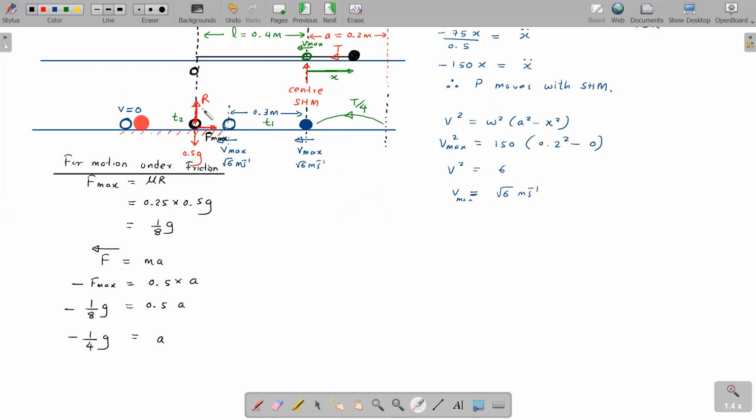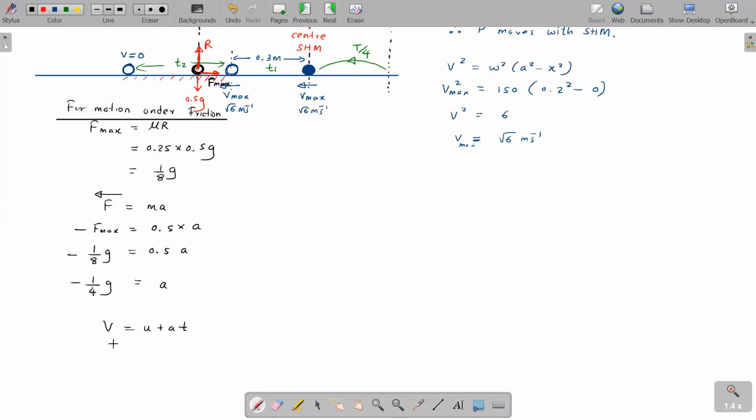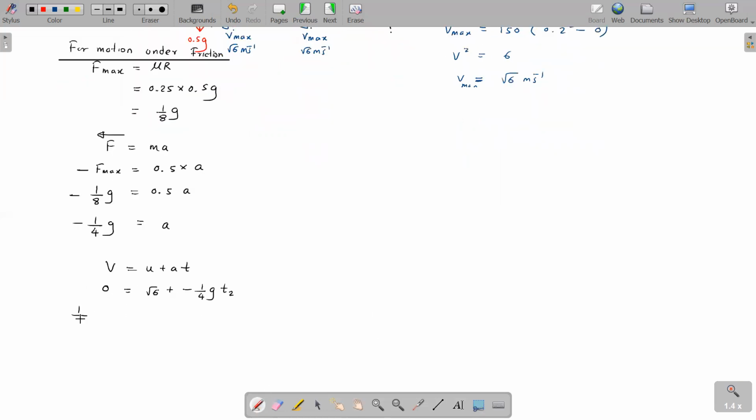Now can't I find the time it takes to move this particular part under friction? We can use v equals u plus at. The time taken to move under friction. So final speed is 0, right? Initial speed is root 6. Acceleration is minus 1 over 4 g, into time taken, which I have marked as T2. So plus 1 over 4 g into T2 equals root 6. T2 equals 4 root 6 over g. Guys, are you with me? 4 root 6 over g is T2.